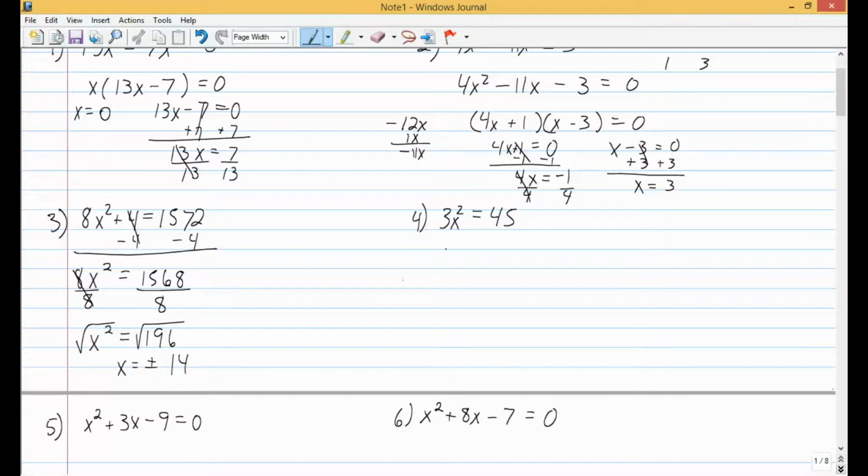Number 4, the directions are the same. Get the x squared by itself first. So it's going to be x squared equals 15. Take the square root of both sides. And when we take the square root of both sides of the equation, we have to put a negative with one of the sides. Alright, we'll put it in front of that constant there. So my answer is plus or minus the square root of 15. That's positive square root of 15 and negative square root of 15.